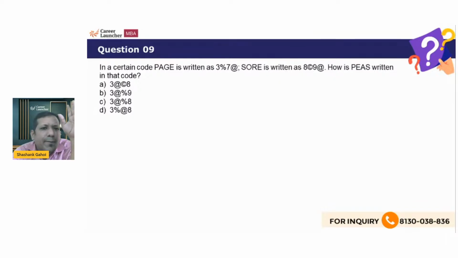This one, P-A-G-E-S-O-R-E. So what is P? P is 3. What is E? E is at the rate, right? So E is at the rate. So only option 4 is gone.